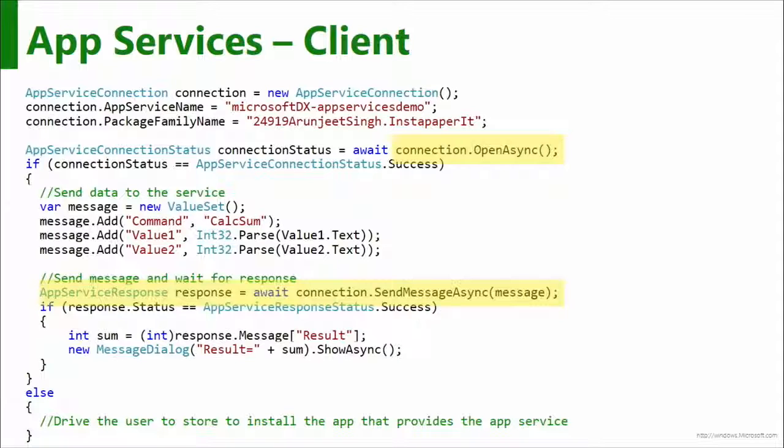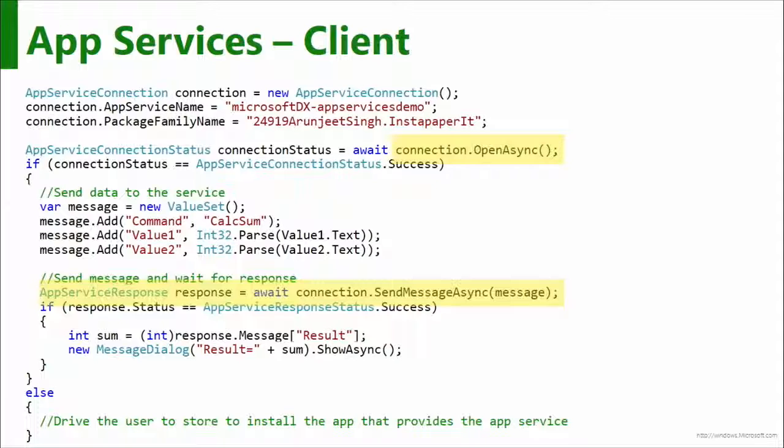Where do you get the app service name? The app service name, we'll come to that, is declared in the manifest of the app that is hosting that app service. The developer makes it up? Yeah, absolutely. It's just the developer makes it up. So there's no central repository. You can't register an app service name for your own use. That's absolutely true. The package family name, though, is unique. So the combination of the two, the app service name and the package family name, that you're specifying on your app service connection, means that it's going to go to the intended app service.